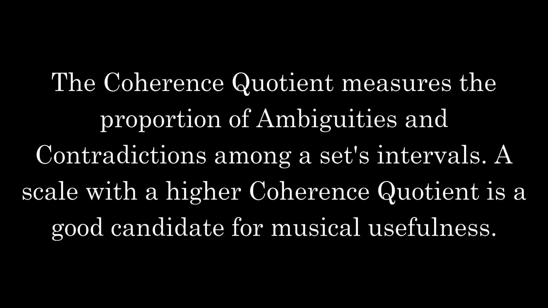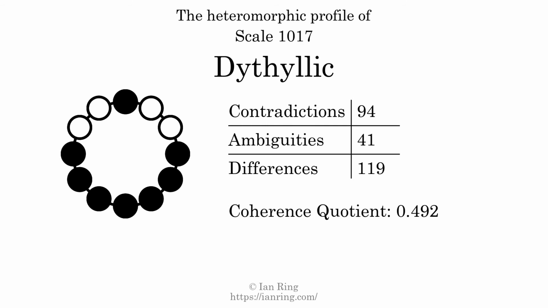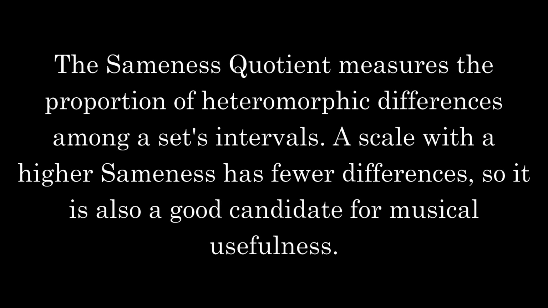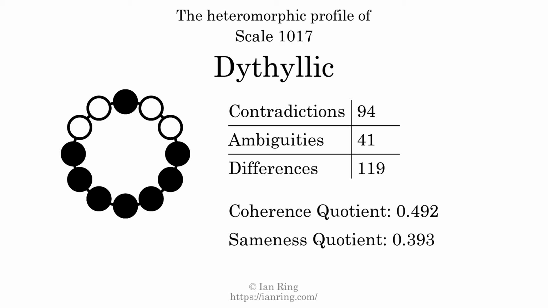The coherence quotient measures the proportion of ambiguities and contradictions among a set's intervals. A scale with a higher coherence quotient is a good candidate for musical usefulness. The coherence quotient is 0.492. The sameness quotient measures the proportion of heteromorphic differences among a set's intervals. A scale with a higher sameness has fewer differences, so it is also a good candidate for musical usefulness. The sameness quotient is 0.393.